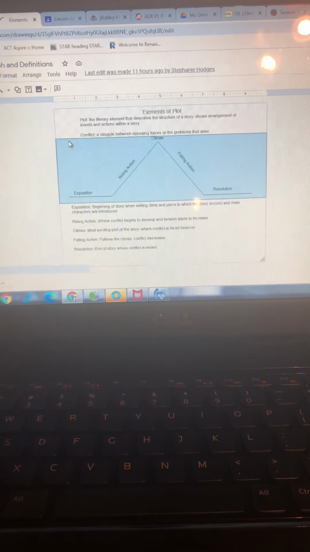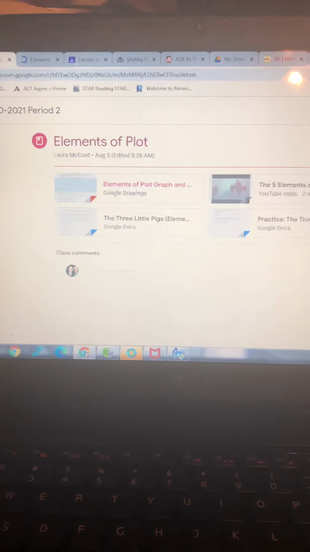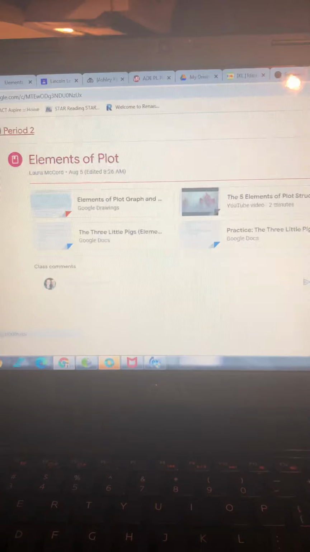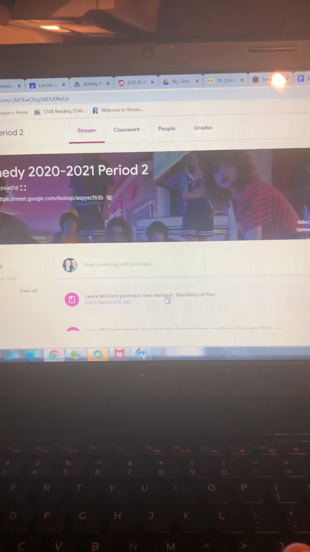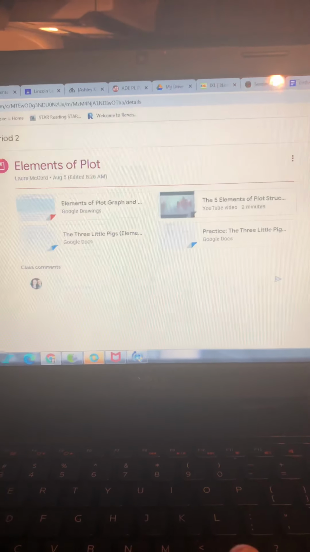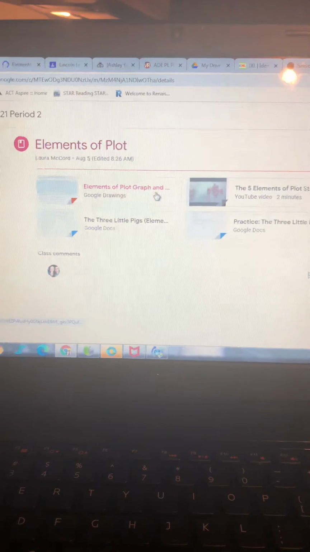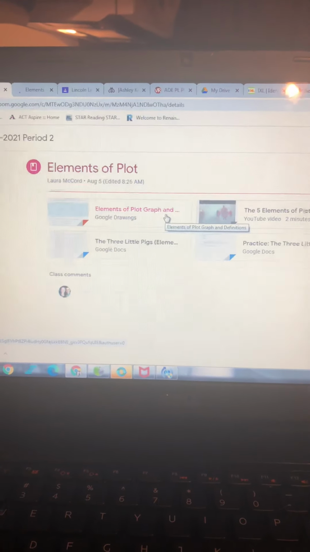So today we are going to be going over elements of plot, and if you would, go ahead and pull it up in Google Classroom. I'll show you how to get there. If you are on my home screen, you're going to want to click on elements of plot, and then we're going to start out with the note. So go ahead and click on this. It's got a little map on it.